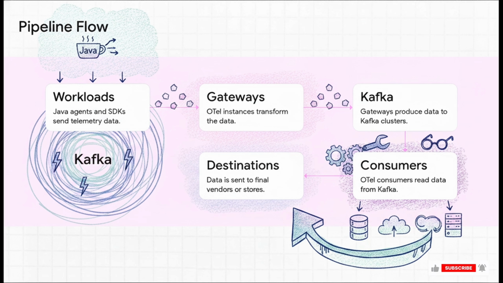Fourth, on the other side, consumer OTel instances read from Kafka. And finally, those consumers route the data to its final destination or vendor. By strategically placing Kafka right in the middle of this flow, they ensure that if a final database goes offline, the data just queues up safely instead of vanishing into the void.